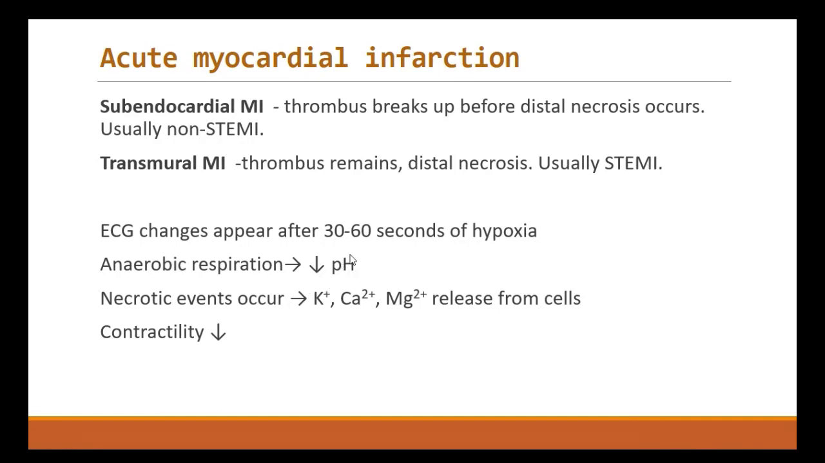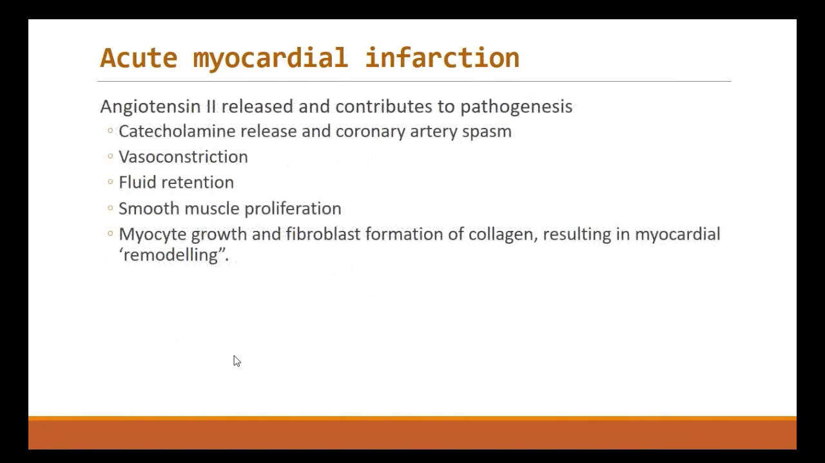In transmural MI, ECG changes appear after half to 1 minute of hypoxia, so very quickly. Anaerobic respiration causes a decrease in pH. Necrotic events occur and ions are released. Contractility of this area will immediately decrease. At the same time, angiotensin II is released and contributes to pathogenesis. When there is myocardial infarction, the heart is not doing its job very well. Kidneys will sense it and release renin, so ultimately you have angiotensin II.